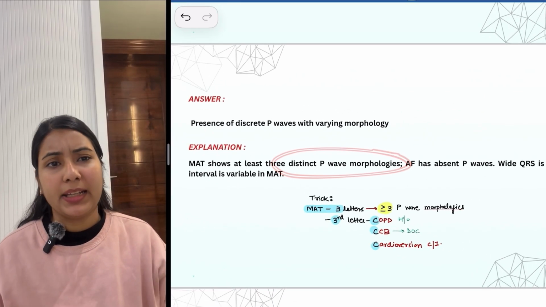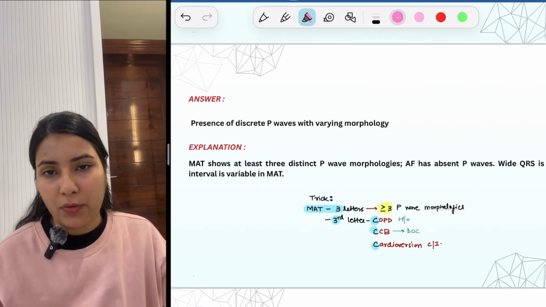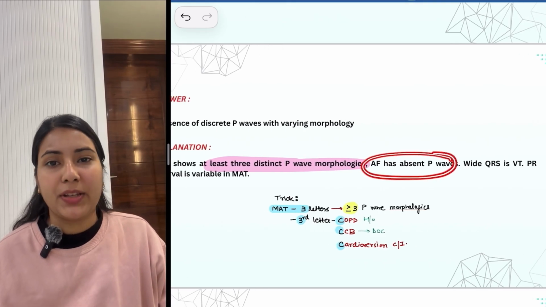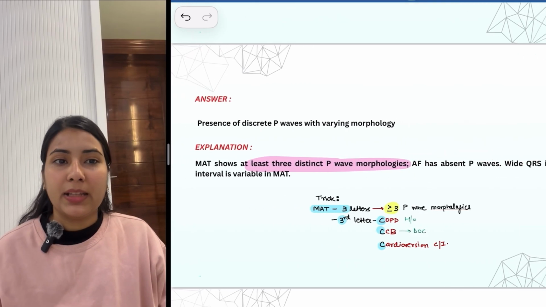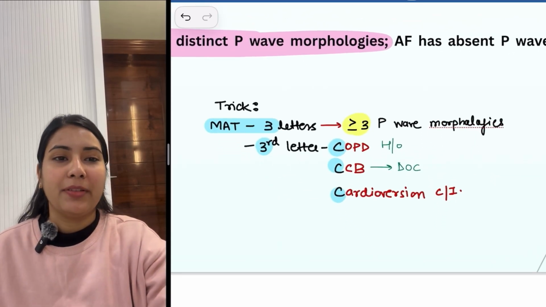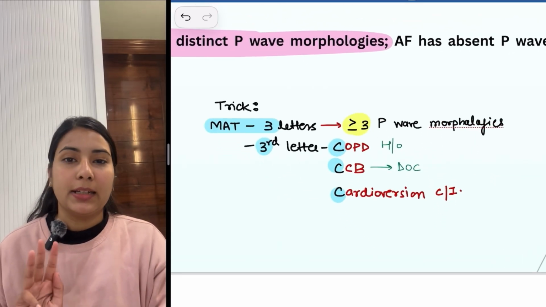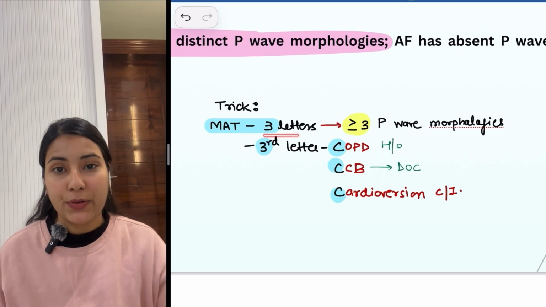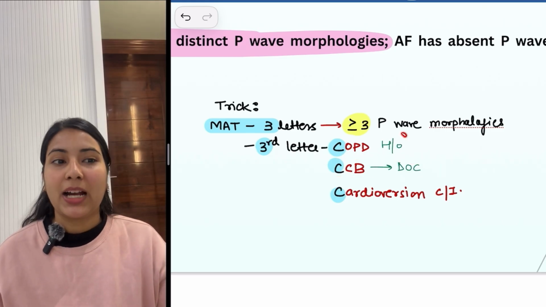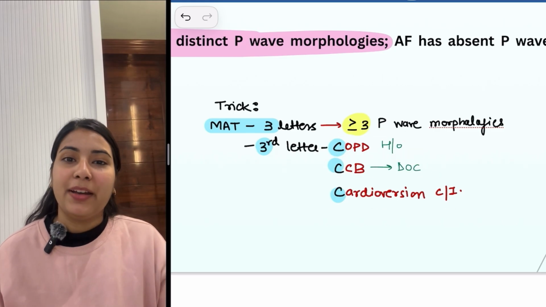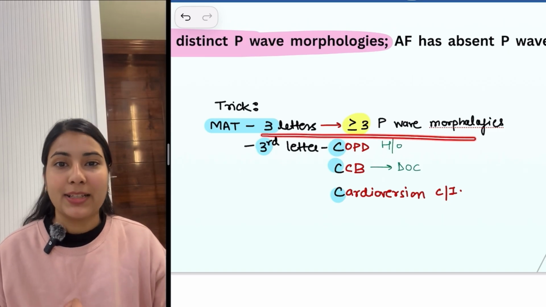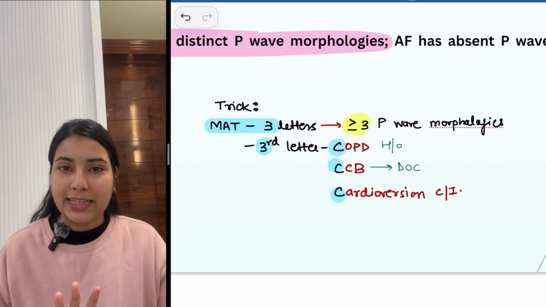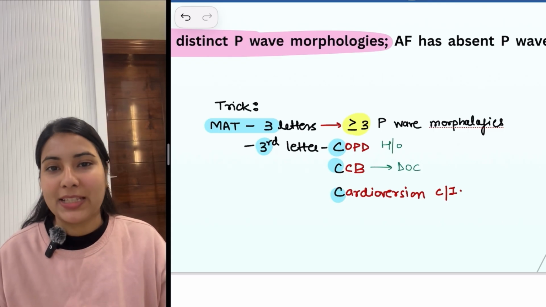So the explanation is that in MAT you see at least 3 distinct P wave morphologies. If P waves are absent, then it is atrial fibrillation, and wide QRS complex is a feature of ventricular tachycardia. PR interval is variable in MAT. So for MAT, we will remember MAT has 3 letters, and the third letter is C. So the drug of choice is calcium channel blocker. There's a history of COPD, and in the patient cardioversion is contraindicated. And we will also remember that since MAT has 3 letters, there are 3 or more than 3 varying morphologies of P waves. So with the letter 3 and C, we will remember all the important features about MAT, right?